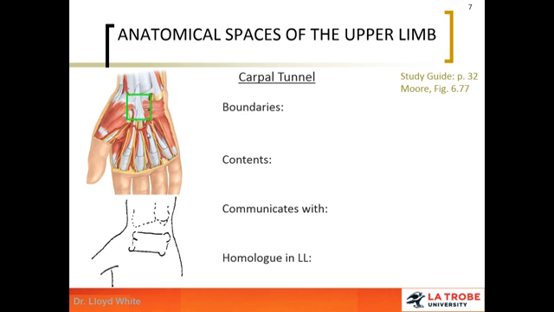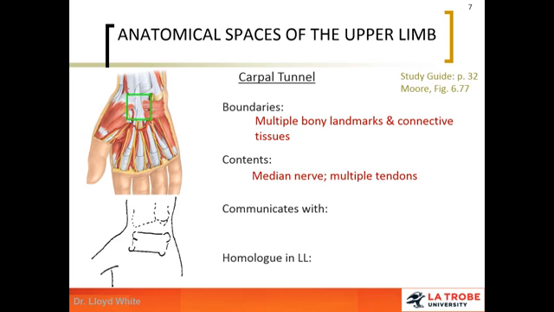Moving even more distally, we have our carpal tunnel on the anterior aspect of our wrist. Its boundaries are the carpal bones underneath and the flexor retinaculum over the top, forming a tunnel for tendons and a nerve to pass through. So we have the median nerve running through the carpal tunnel, as well as multiple tendons which are coming from the forearm down to the fingers.